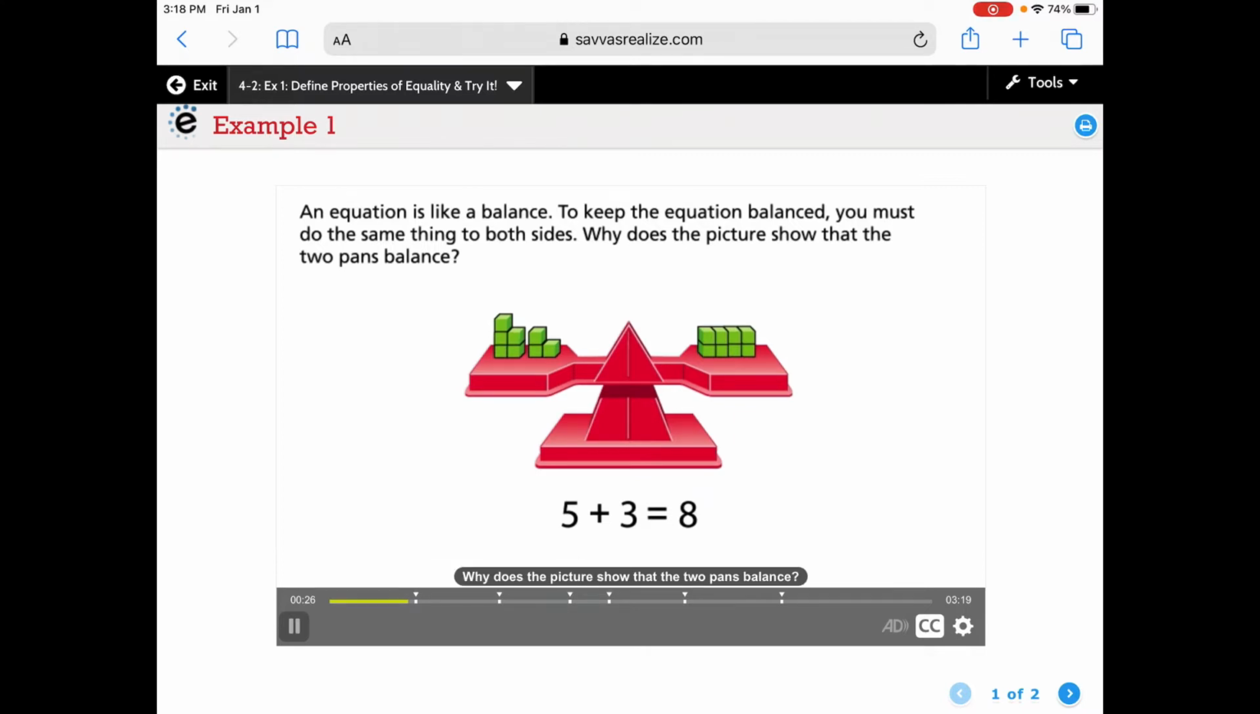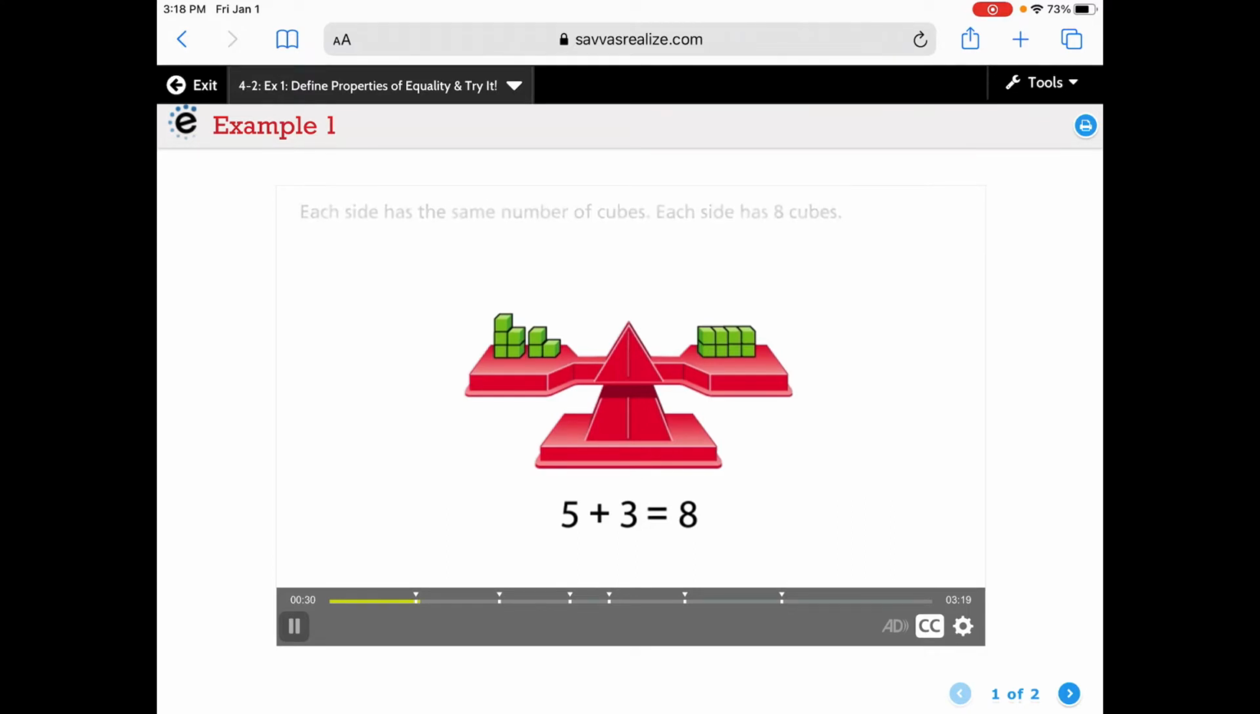Why does the picture show that the two pans balance? Well, if you look, we have 5 plus 3, and then the other one is just a total of 8, but 5 plus 3 is just the same thing, just broken apart. So keep that in mind for today. Each side has the same number of cubes. Each side has 8 cubes.